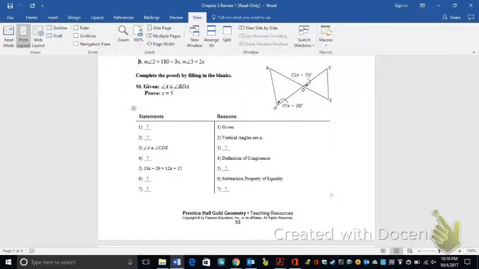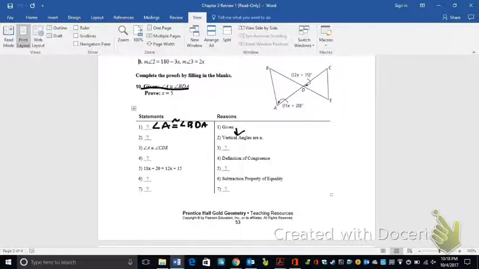Whew, yay, proofs. Okay, so here we are given that angle A is congruent to angle BDA. So for the reason given in statement 1 that says given, we're just going to write down what we're given. Easy peasy. So next, going down to 2, it says vertical angles are congruent.